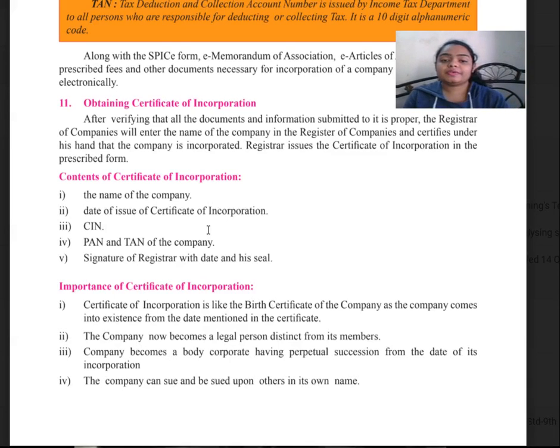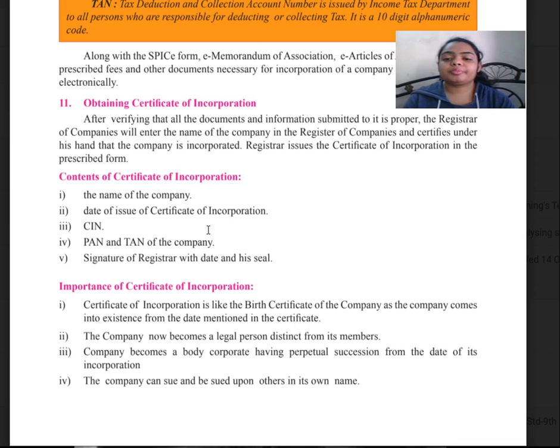So in the last class, we were discussing that we had submitted the documents related to the Memorandum of Association, electronic documents, Memorandum of Association, Articles of Association, and other documents required for the process of incorporation. Now we shall be starting with obtaining the certificate of incorporation.